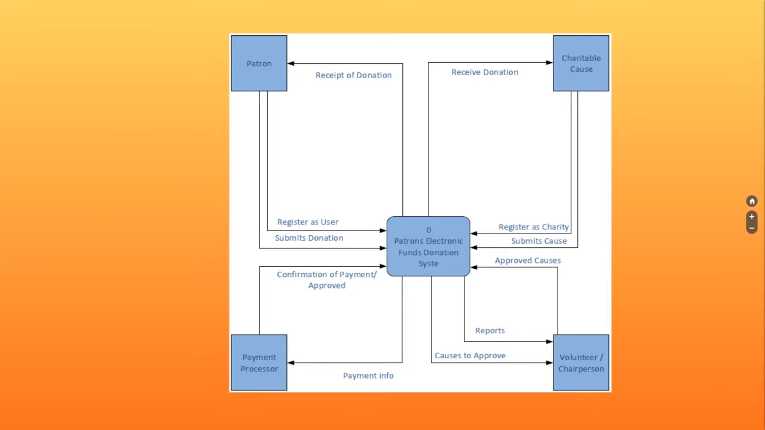So if we look further, we can see all high-level processes that will be completed by each of these sources/sinks. So as we can see, the charitable cause receives a donation, but a charitable cause would also register as a charity. They would submit a cause, and then that would flow on to the volunteer chairperson, who would have causes to approve, and then approved causes would flow back in. Likewise, the patron would register as a user, they would submit a donation, and they would receive their receipt for that donation.